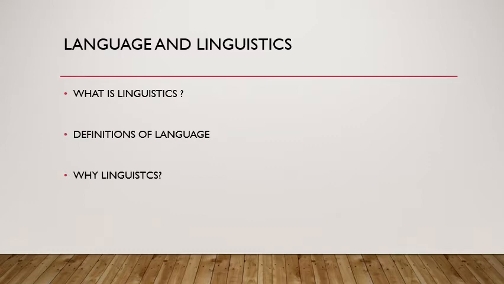So now, what are the definitions of language that are commonly considered by linguistics? Because when we are going to study something, we need to define the area of study. So if linguistics is the scientific study of language, we have to define this particular area of study, the particular area that we have chosen to study. So in the next slide, we'll be looking at some common definitions of language put forward by linguists over a period of time. And then we'll also take a look at why we should study linguistics.